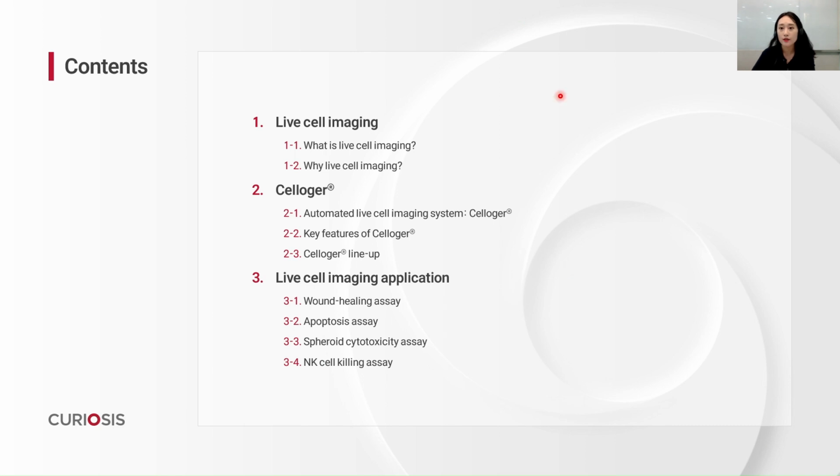We have an exciting agenda lined up for you today. We will explore the importance of live cell imaging in research and how it provides critical insights into cellular processes. Then we will introduce our advanced automatic live cell imaging system Celloger, highlighting its features, analysis capabilities, and different models available. Finally, we will showcase key applications of Celloger, including wound-healing assays, apoptosis assays, spheroid cytotoxicity, and NK cell killing assays.